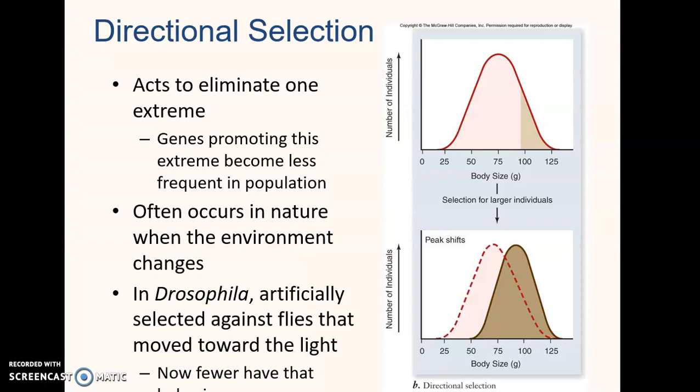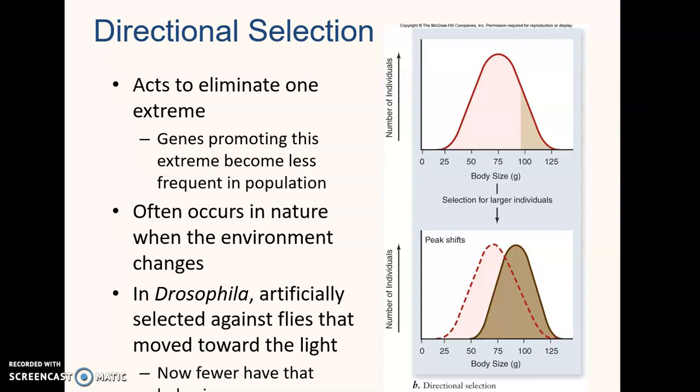Directional selection acts to eliminate one extreme or another. So in other words, we're seeing movement in one direction. Genes promoting one extreme become less frequent in the population and may eventually disappear. So for example, in that past example with the birds, if climate change eliminated just small seeds, we'd see directional selection towards larger bill size. This often occurs in nature when the environment changes.